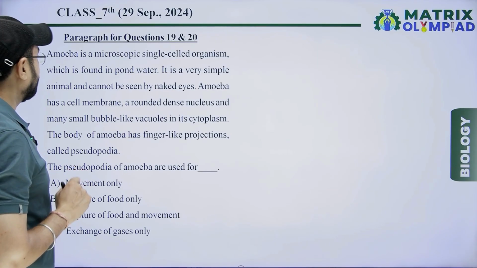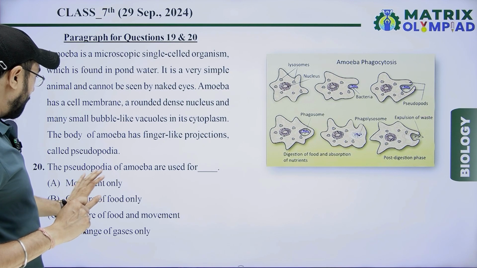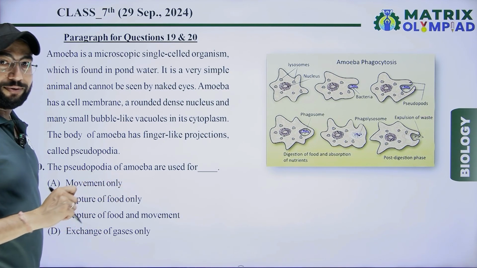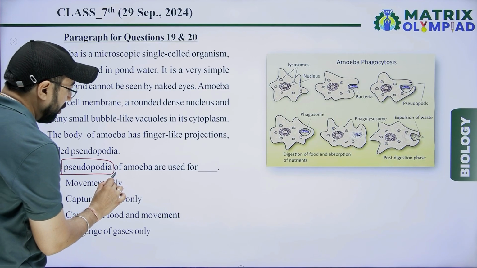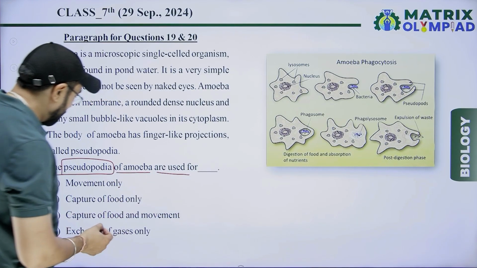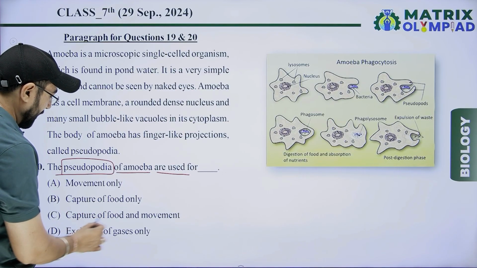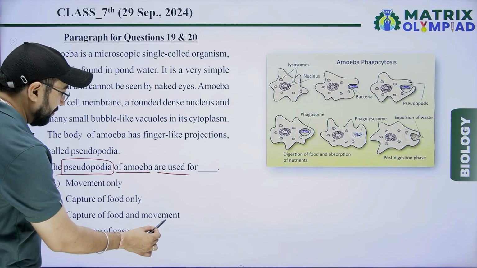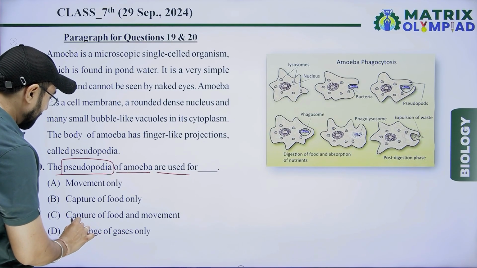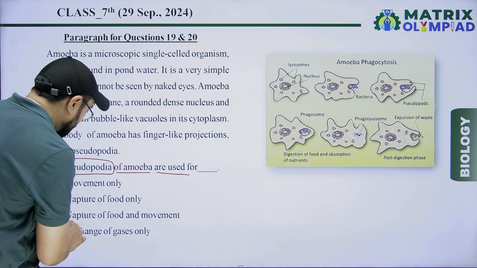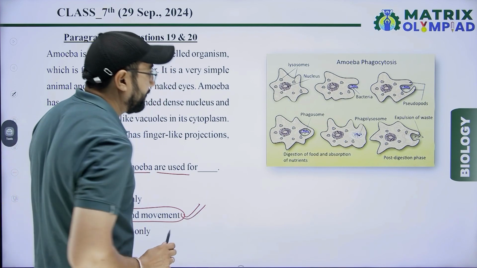Next question: pseudopodia of amoeba are used for. Pseudopodia, false feet. Option 1, movement only. Second, capture of food only. C, capture of food and movement. And last, exchange of gases only. Our right answer for this question is capture of food and movement. Option C is the correct answer.